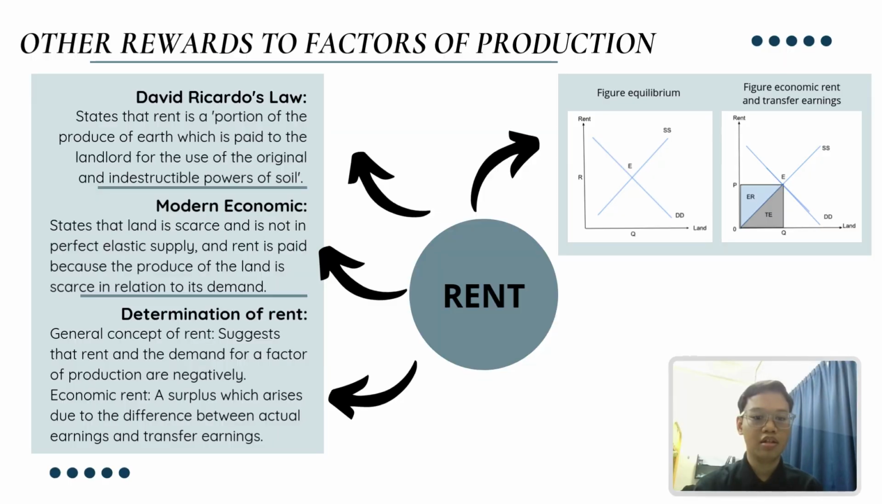Lastly, in determination of rent, there are the general concept of rent and economic rent. The general concept of rent suggests that rent and the demand for a factor of production are negatively related. Economic rent is a surplus which arises due to the difference between actual earnings and transfer earnings.